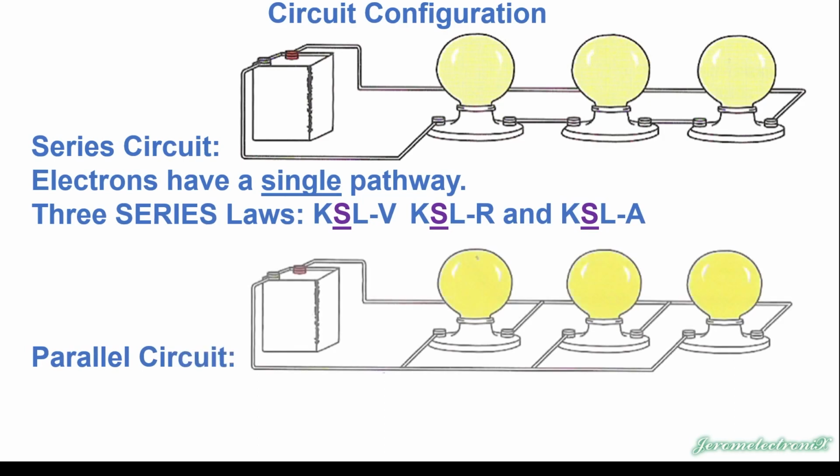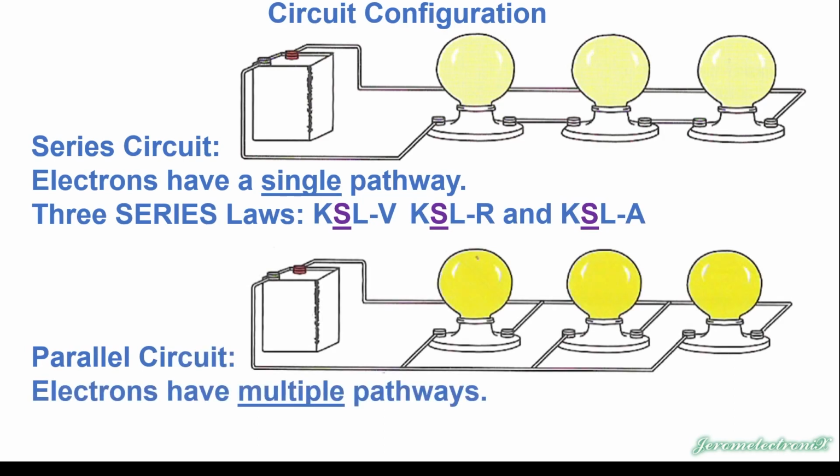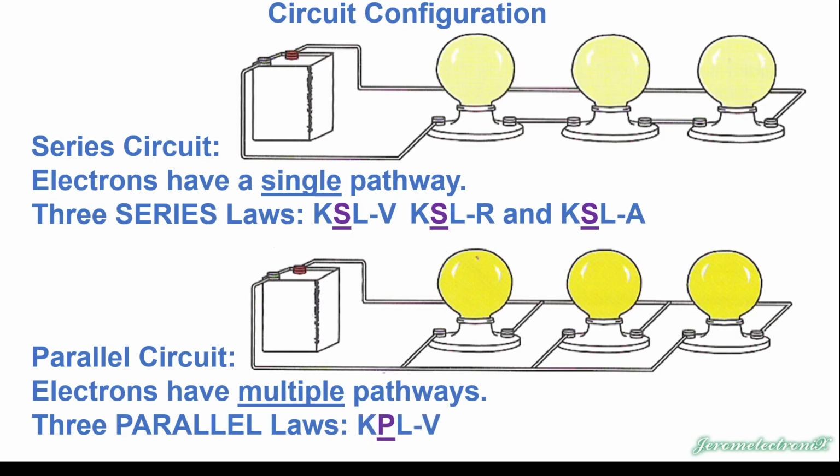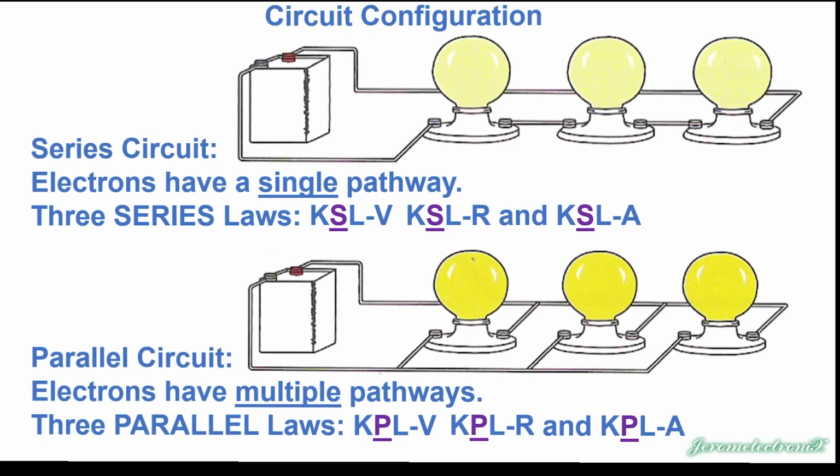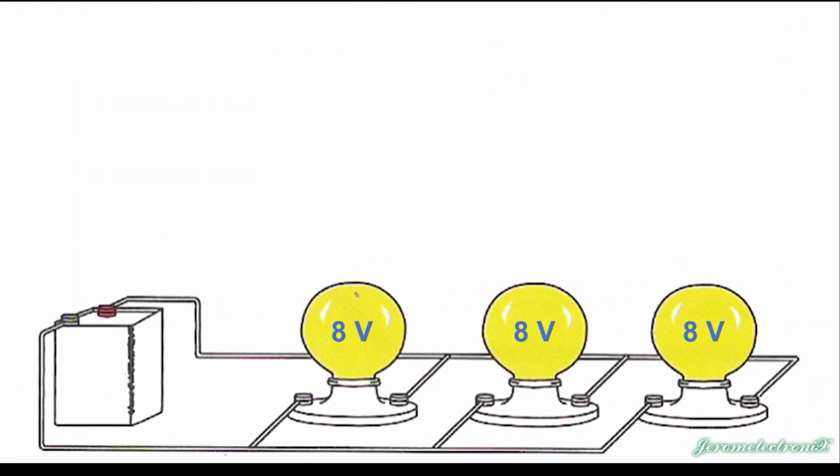There are also parallel laws. And electrons have multiple pathways here, so it won't be the same number of electrons going through each one of the loads, will it? Three parallel laws: KPLV, KPLR, KPLA. Same group of laws. There's one for voltage, resistance, and amperage, but they're not exactly the same laws, so you can't treat series circuits mathematically the same way that you treat parallel circuits.